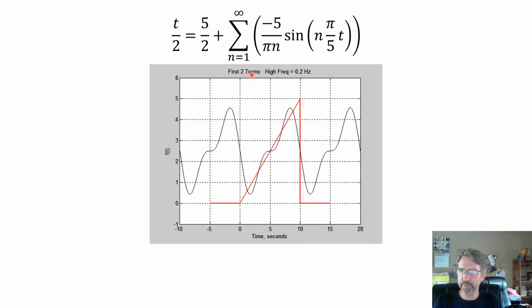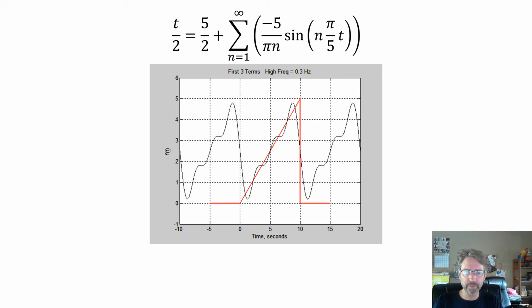With two terms, we have two sine terms now. You can see it's a little bit closer. The maximum frequency with two terms is 0.2 hertz, so still pretty low FM. And the other thing you can see is that the formula is guaranteed to work between 0 and 10 seconds. Outside of that, the Fourier series algorithm doesn't say anything, and it turns out that the function's periodic, so it's going to repeat from 10 on and before 10. So you'll see this repetition as we go along.